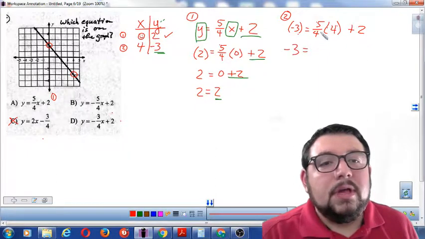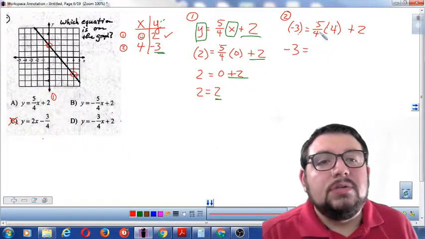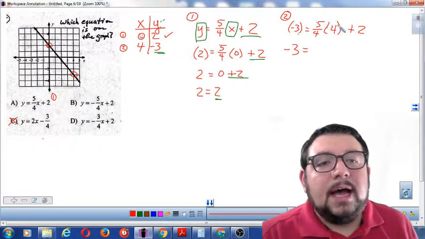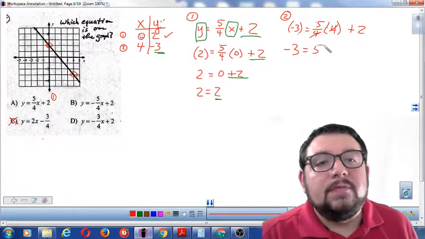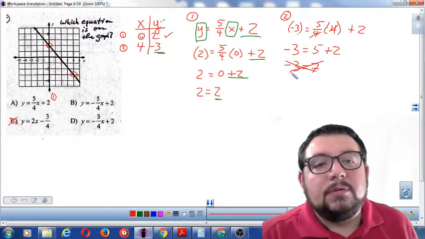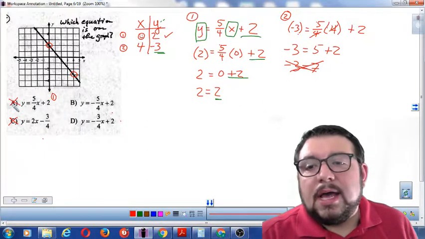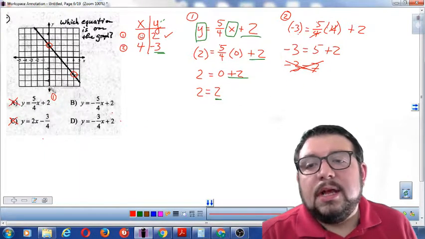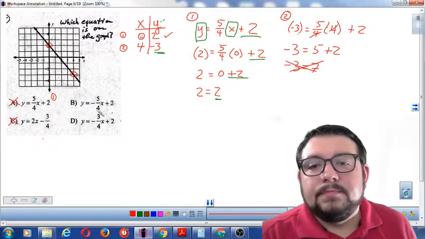-3 equals. Okay, well, if you studied fractions, you know that 4 on top and 4 on bottom we can cross out. They become 1s, and I end up with 5 plus 2. And I'm going to get negative 3 equals 7. Okay, so that is out. So this guy is out. He matched number 1, but he did not match number 2. All right, so let's try another equation.